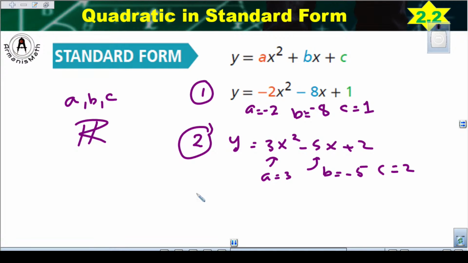Okay, what if I try to spice it up a little bit? Just a little bit spicy. Just a little bit. Okay, come on. What if I said y equals 3x minus 2x squared plus 4. Ha ha! Brianna, what's my A?